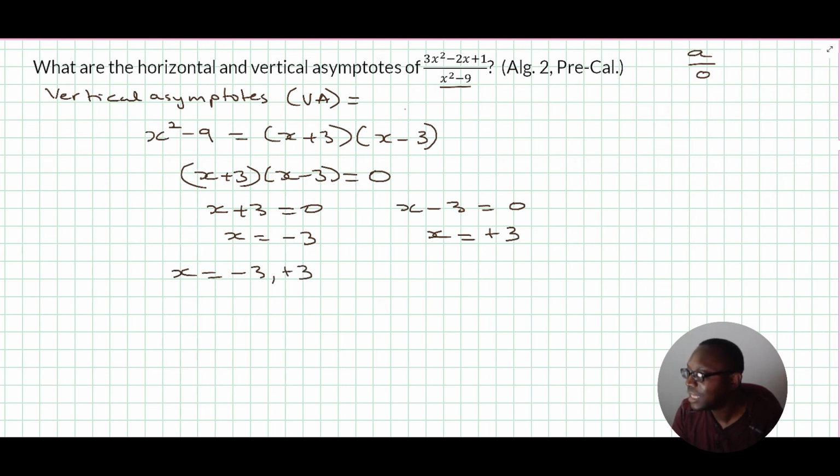Now our horizontal asymptotes, there's a rule for that, but in this case, you have the same degree on your quadratic term here. So you have 3x squared, and then you have x squared in the denominator. So you just divide, this is 3. So let's look at this. Your vertical asymptote is x equal to negative 3 or positive 3, and then the horizontal asymptote is y equal to 3. So now let's go ahead, and this is most likely for Algebra 2 pre-calculus students.